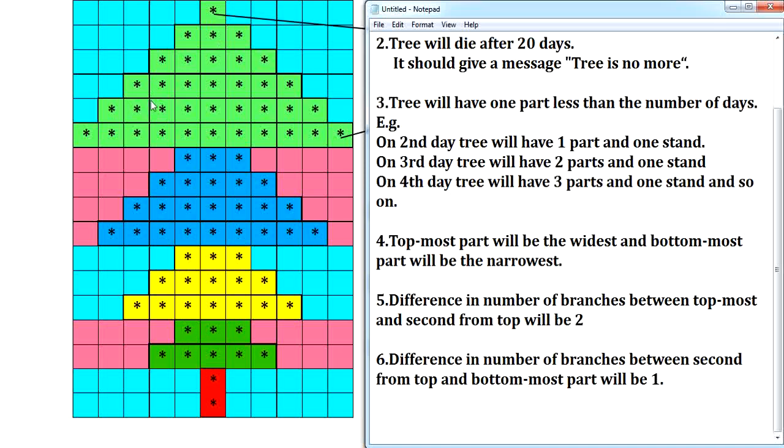Here the difference between part 1 and part 2 is 2. And the difference between part 2, part 3, and part 4 is 1 for each and every part. Is that clear? I think we are clear with the question.